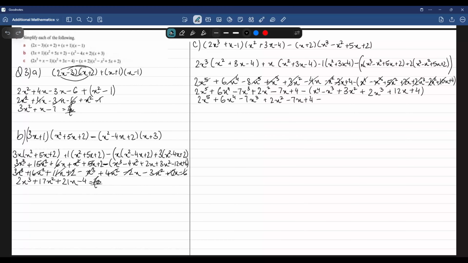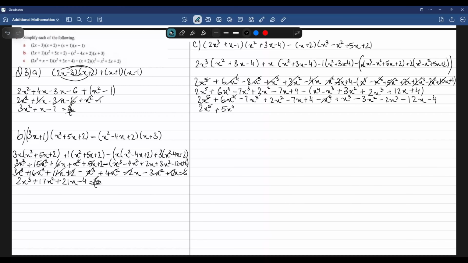So we are going to say this is going to be equal to negative x raised to power 4 plus x cubed minus 3x squared minus 2x cubed minus 2x cubed minus 12x minus 4. Now simplify this. We've got 2x raised to power 5 here as it is. Then for x to the power 4, we've got 6 minus 1, which is positive 5x raised to power 4. Cancel this down here.